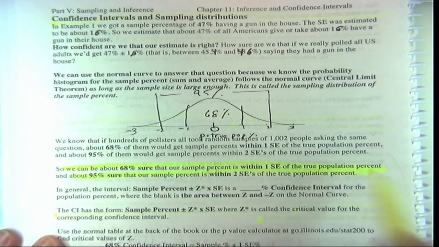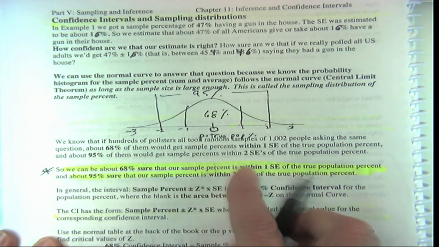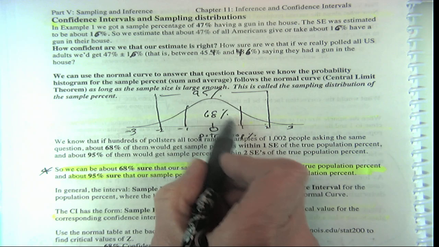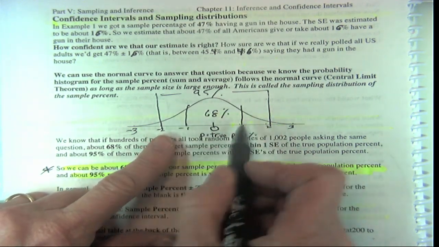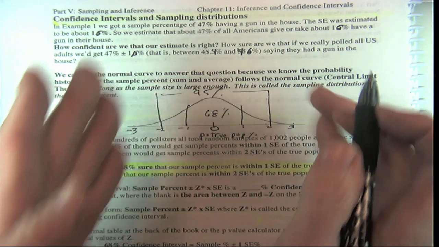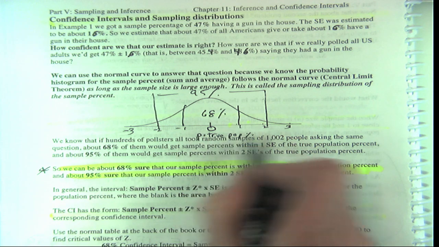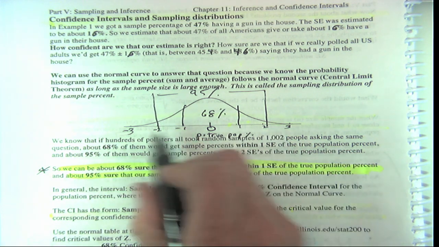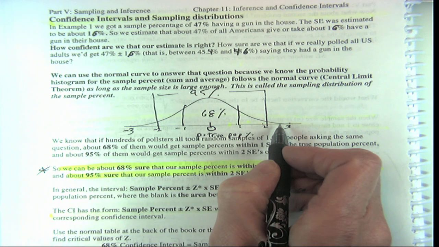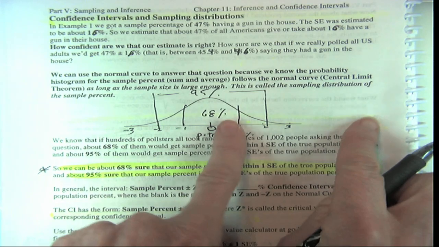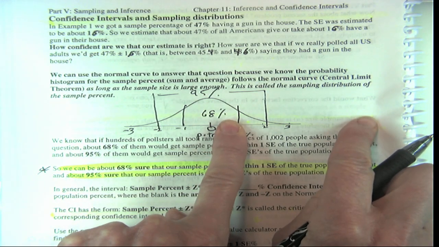So this is the idea. We only see one sample. We don't have hundreds of people doing this. You're one pollster, so you can be 68% sure you're here, and 95% sure here, but even if you do everything right, 5% of the time you're going to be outside. So if, just by the luck of the draw, you got way out here, then even going 2 standard errors in either direction, your confidence interval would not include the true population percent.